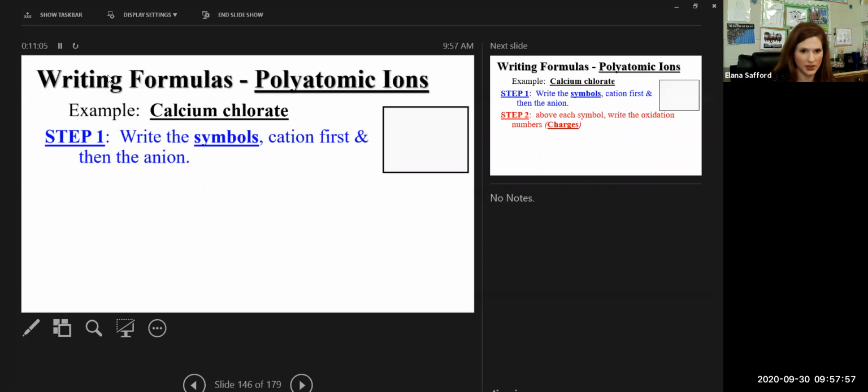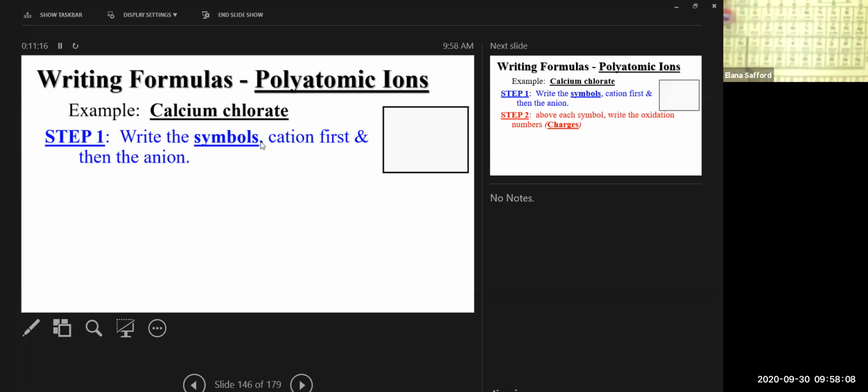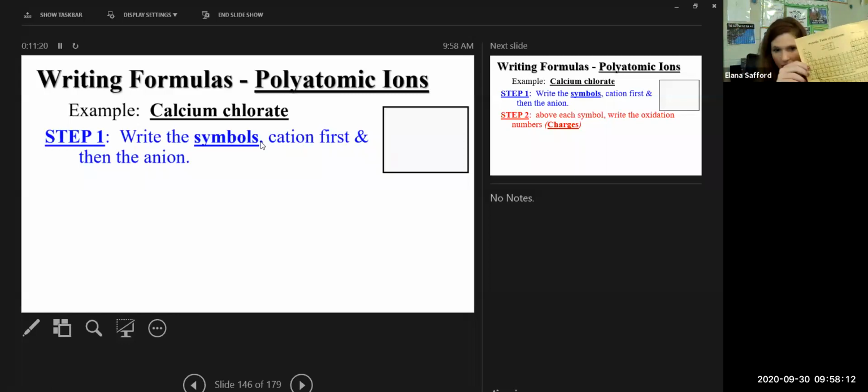To write our formulas, the first thing you're going to do, step 1, is always going to be to write the symbols. Cation first, then the anion. Cations, remember, are metals. One thing I tell my students, like a cat, right? Cation. And this is very silly, but that helps you remember metals. Okay, write the symbols first, cation first, metal first.